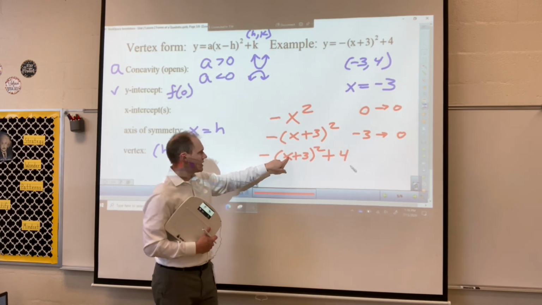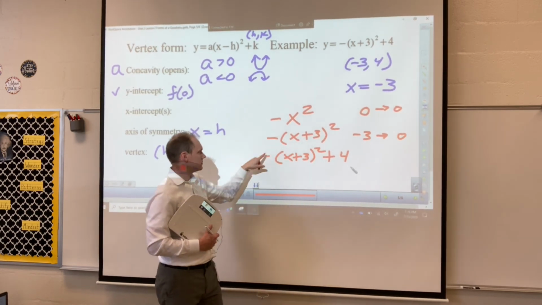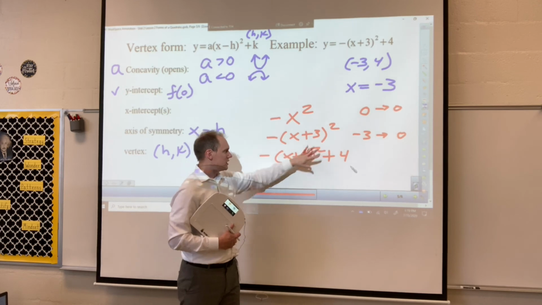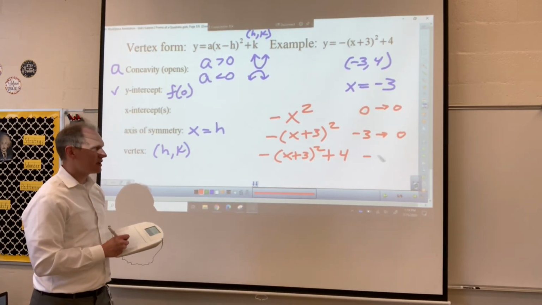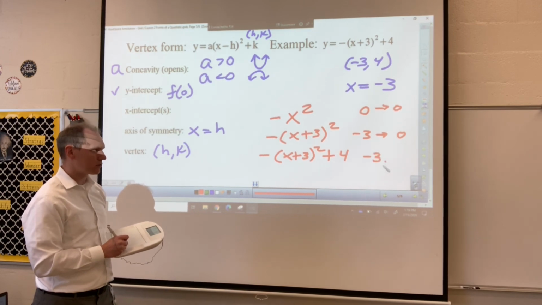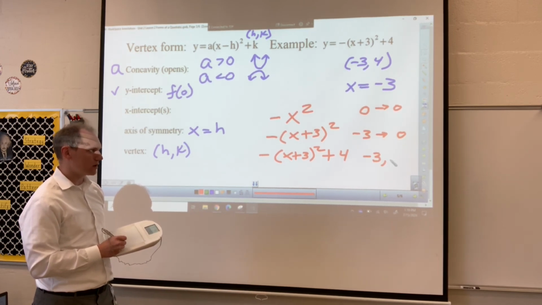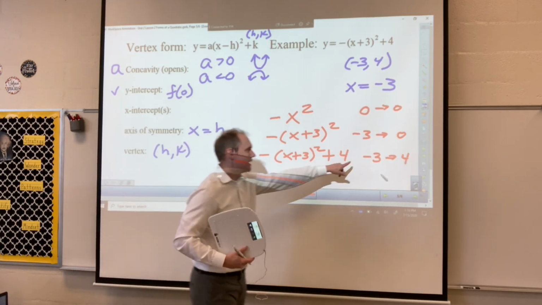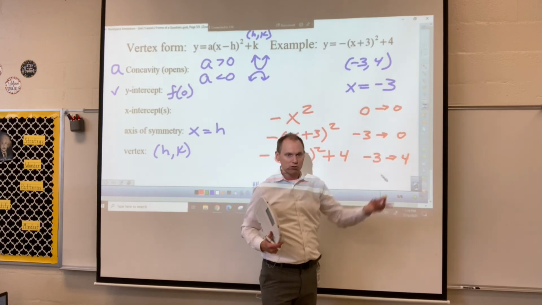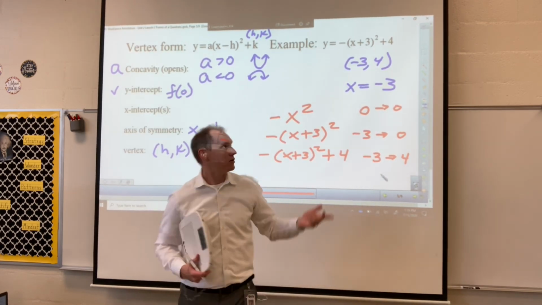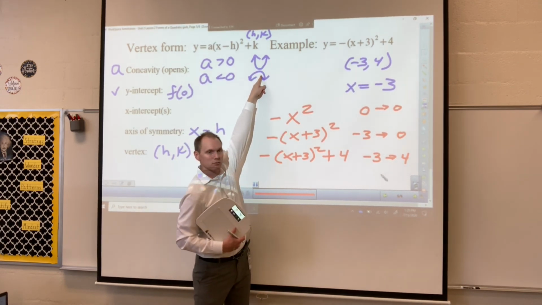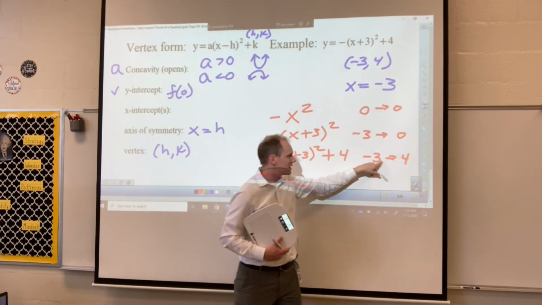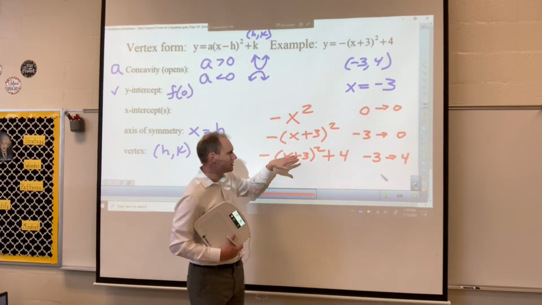If you put in -3, -3 plus 3 is 0, squared is 0, still 0 with a negative. 0 plus 4 is 4. So the maximum I can get out is by inputting -3, and the output is 4, which is why -3 comma 4 is the vertex of this quadratic, right? Its concavity is negative, so it's going to be opening downwards, so we're going to have a maximum at the top here, right? And that maximum is -3 comma 4 because that's what we put in to output the maximum value.